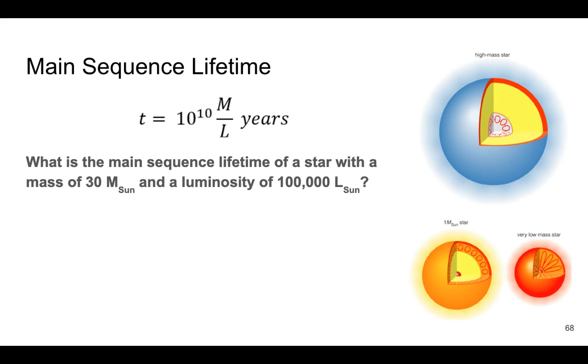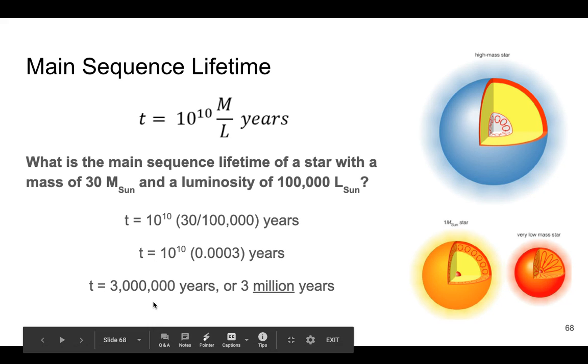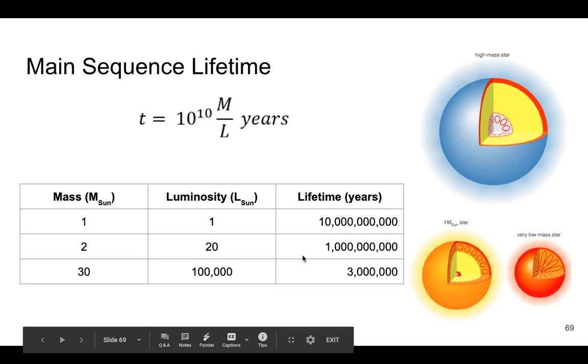Now, how about if we have a really high mass star? This star has a mass of 30 solar masses and a luminosity of 100,000 solar luminosities. So how long is this guy going to live? Way, way less. Plug in 30 for m, plug in 100,000 for L, and then do 10 to the 10th times 30 divided by 100,000, and you end up with 3 million years, which sounds like a long time, but we have to compare it to the other lifetimes of the stars.